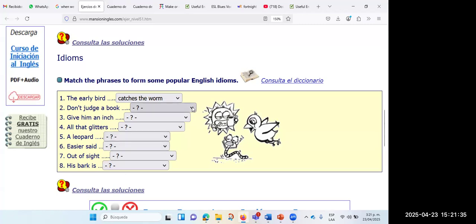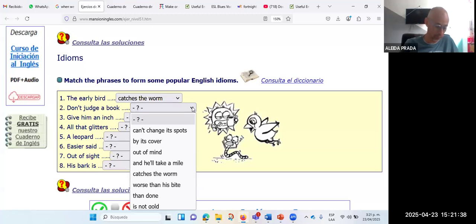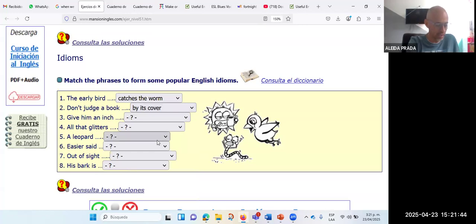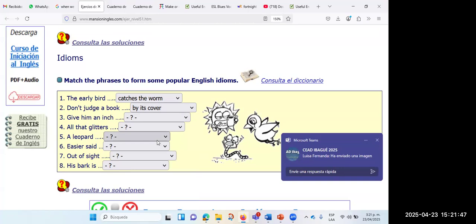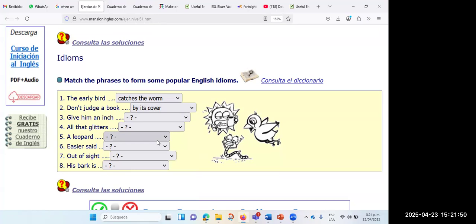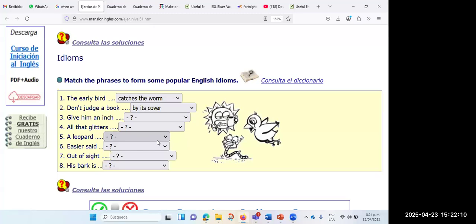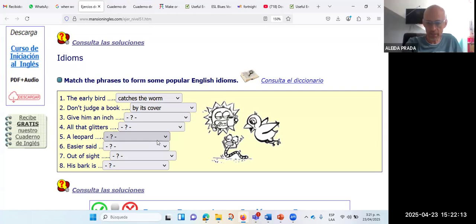Okay, number 2, don't judge a book, by its cover, I think. Yes, by its cover. And how do you explain this idiom in English? Okay, in English, it should be don't judge a person or a thing only by what you see. I think that is a good explanation. Yes, that's right. Don't judge a person or a man, or a car, only by its external appearance, no? External appearance. Okay, number 3, give him an inch.